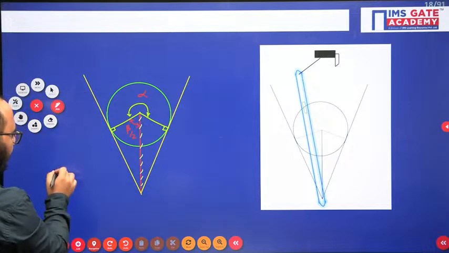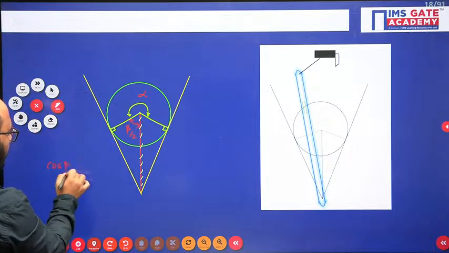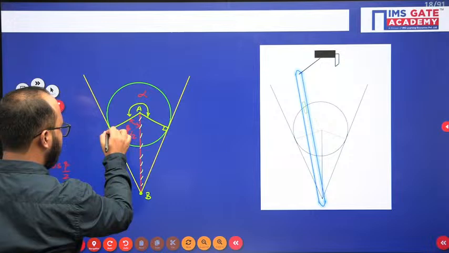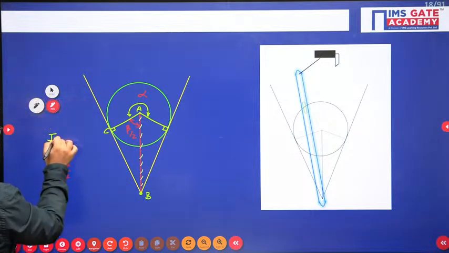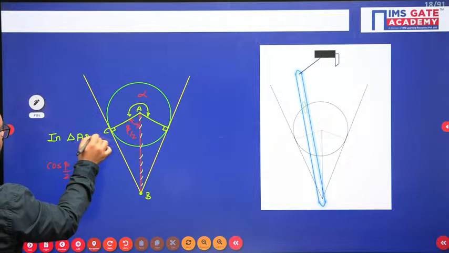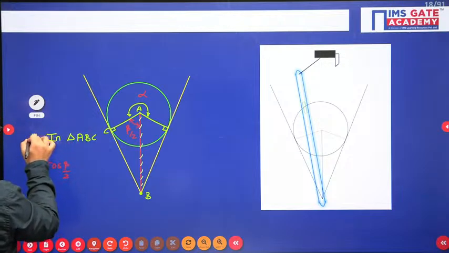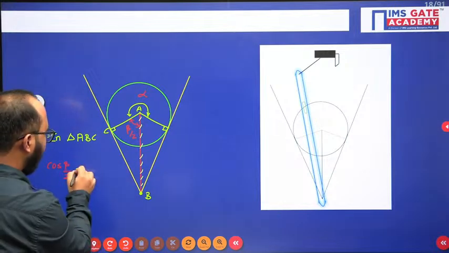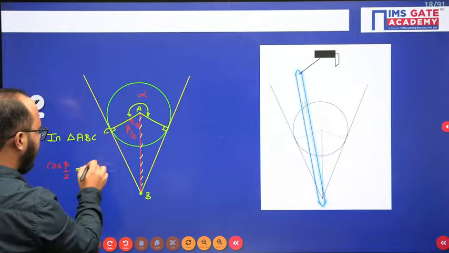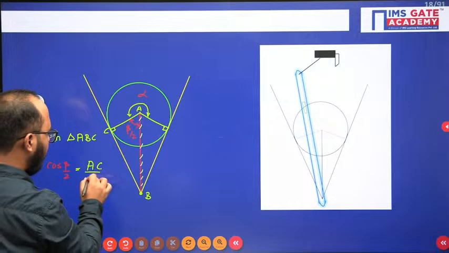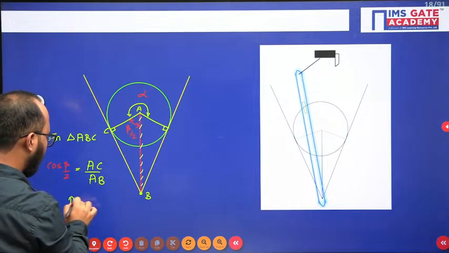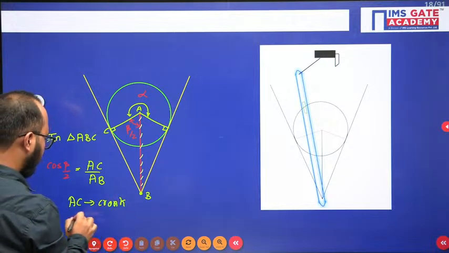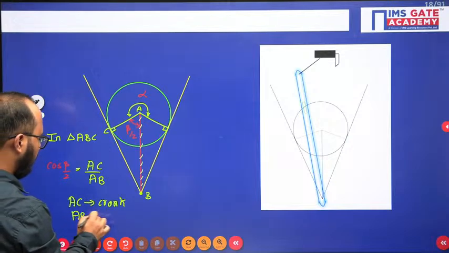Now what I will do here, if I apply cos beta by 2, let's suppose I am giving the names here: A, this is B, this is C. So in triangle ABC, if I apply cos beta by 2, that is based upon the hypotenuse. Base will be in front of the angle, perpendicular, base will be AC, divided by hypotenuse will be AB. Now you should understand AC is your crank, and this AB part is your connecting rod.